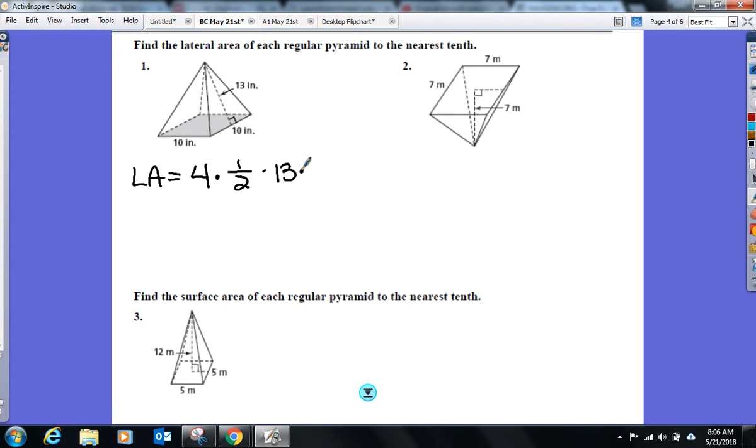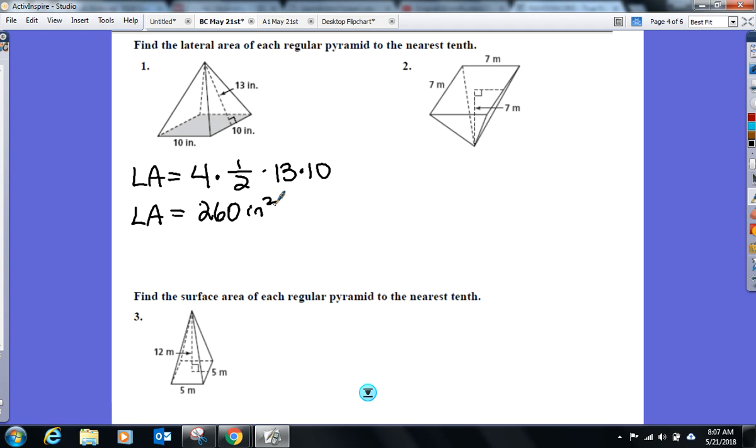10 and 13, look at that. It was all given to you. No Pythag needed there. Slant height is 13. 260 square inches. And then I give you number 2 because, I don't know, kids go nuts.